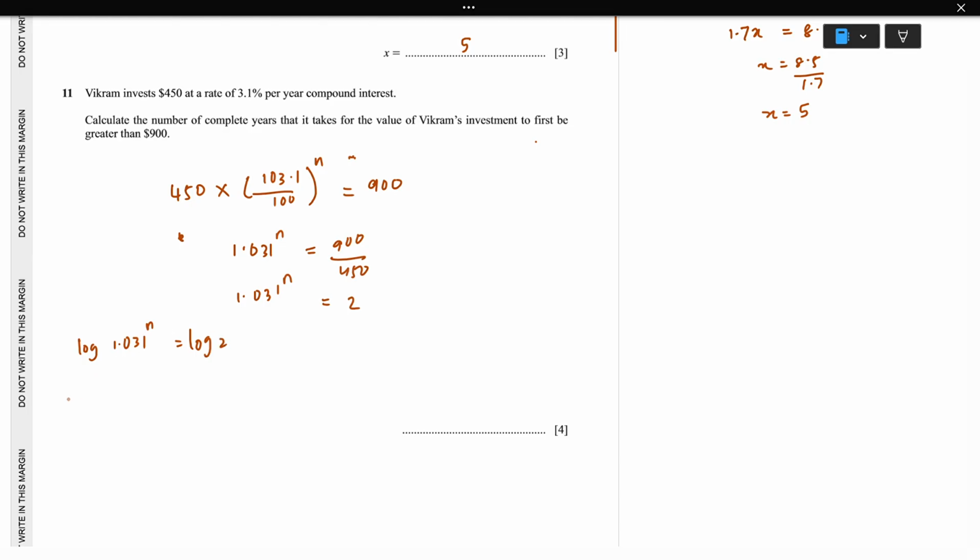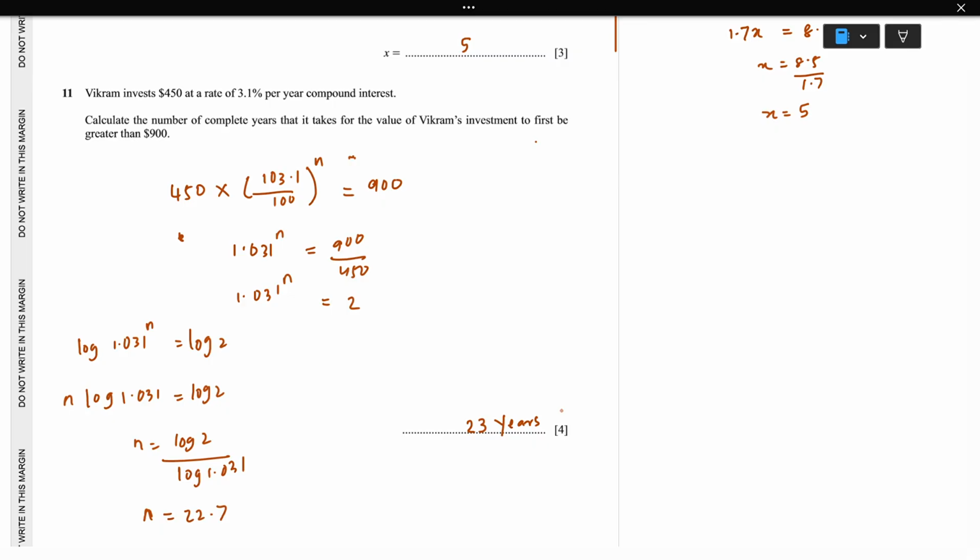On the left side I'll bring n outside. So n log 1.031 equal to log 2. Now n equal to log 2 over log 1.031. So we'll get the answer 22.7 something, but we need complete years. So 22 point something years the investment will be below 900, and the question is greater than 900. So we'll take the complete years: 23 years is required.